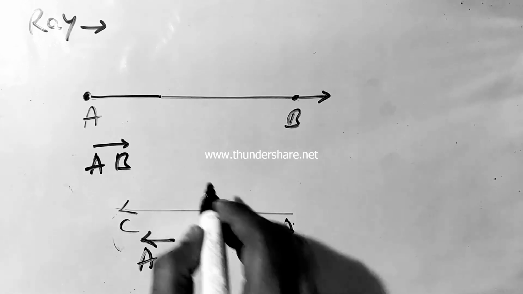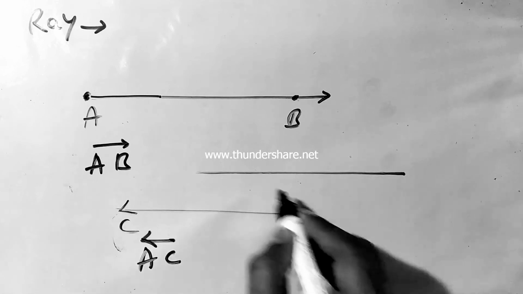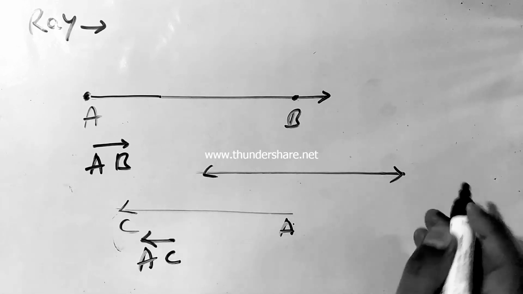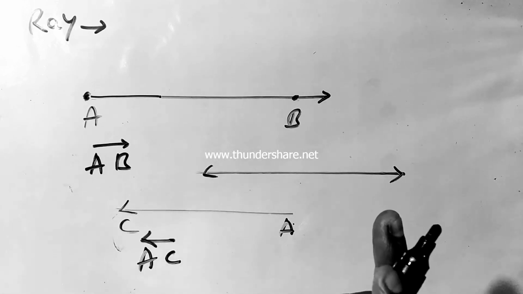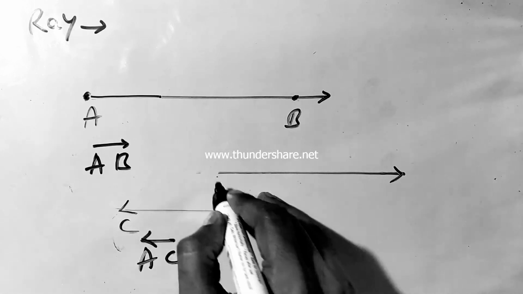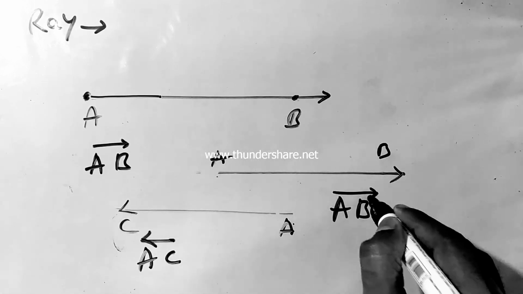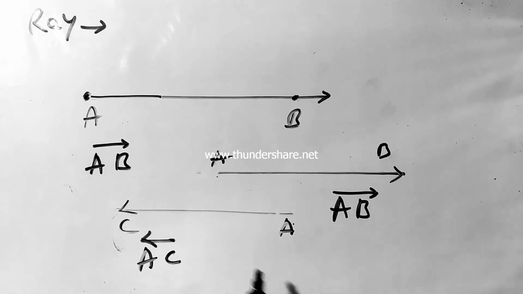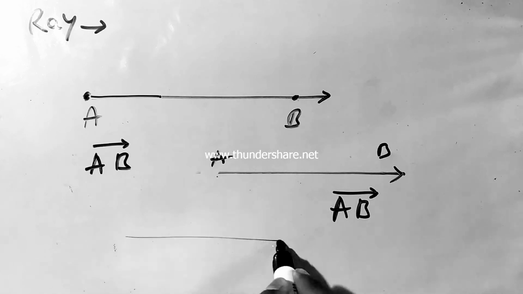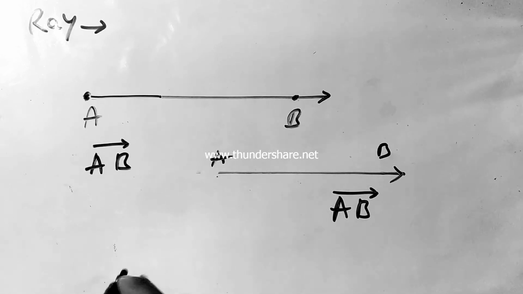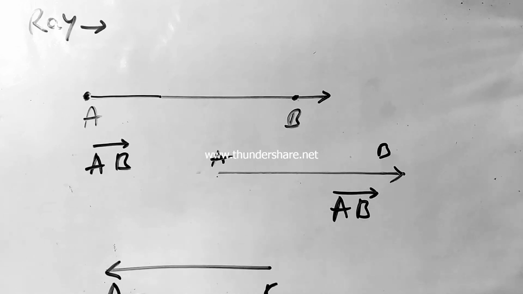A ray can be further extended in this way or in this way. Only in one direction can a ray be extended, that is A and B. So here AB is extended in this direction. Or let us consider this is AC. This AC is going in this way, so it is denoted in this way. A is a point, and it is a line which is going in this way.